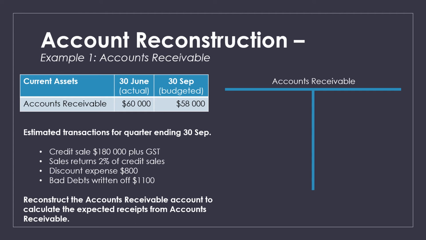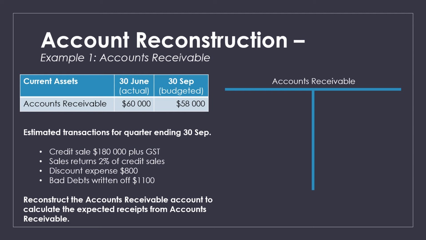As we can see here, we've been given the opening balance of the accounts receivable account, which is the actual balance of $60,000 on the 30th of June. The budgeted closing balance on the 30th of September is $58,000. We're also given the estimated transactions for the quarter ending 30th of September. And here we can see that these transactions all affect the accounts receivable. The instruction is for us to reconstruct the accounts receivable account to calculate the expected receipts from the accounts receivable in the quarter ending 30th of September.